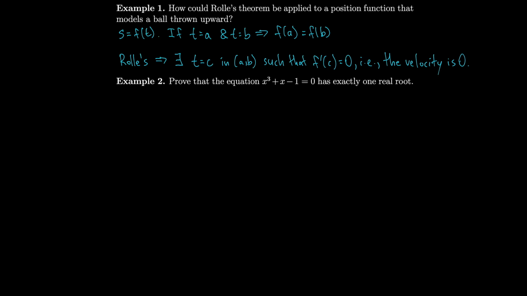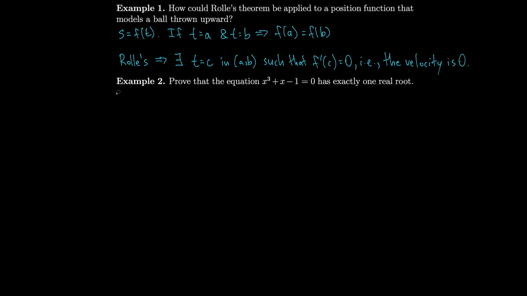Okay, let's prove that the equation x cubed plus x minus 1 equals 0 has exactly one real root. Remember, we've used the intermediate value theorem previously to prove that equations have roots. We have not done it with this exactly business, but that's where Rolle's theorem will come in. We'll use the intermediate value theorem to prove that the root exists, and then we'll use Rolle's to prove that there can't be any other roots.